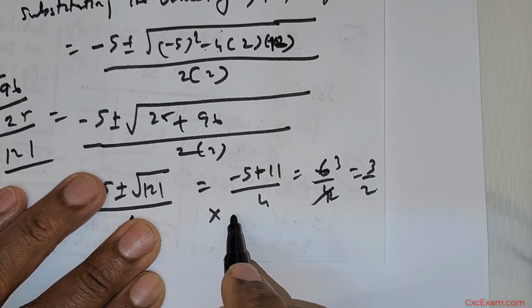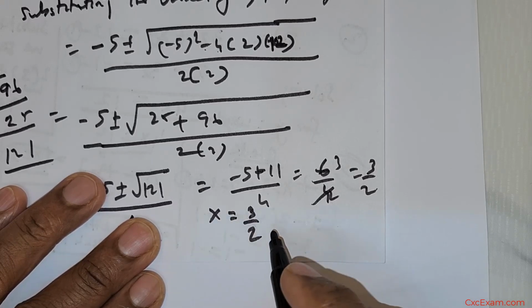Now what we have, we got x = 3 over 2, but we need to write this in a factored form.